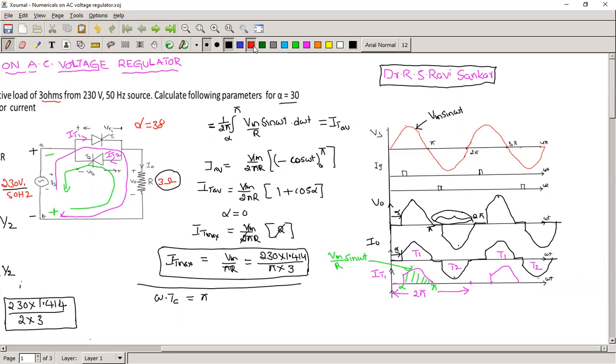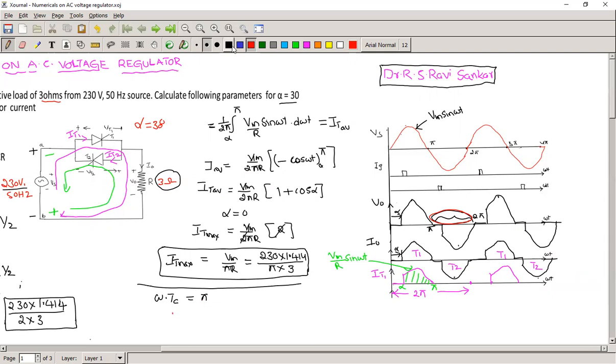Nothing but 180 degrees, one SCR is reverse biased. This is the turn-off angle that you have converted into the turn-off time. So ωC into TC, where TC is nothing but the turn-off time of the SCR, equal to pi. Again, see here we have taken T1. In the next cycle T2 will be subject to the reverse voltage, that is 180 degrees. So if we consider T1 and T2, we are getting the same angle. So ω into TC equal to 180.